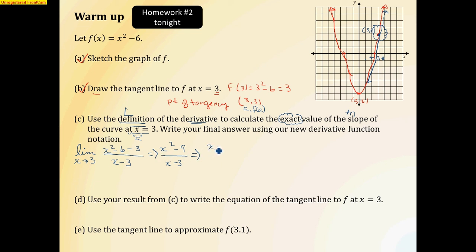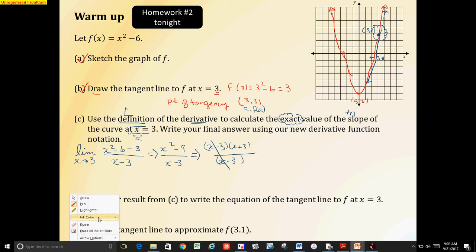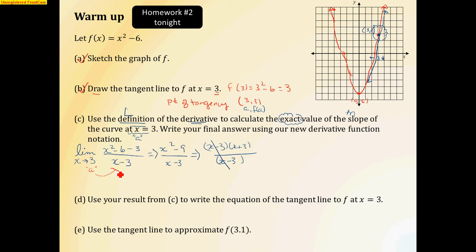Factor. Shocker, my bad x minus 3 goes away. This is the limit as x approaches a, so when I've done canceling out, I can't put a here, can't put a here, can't put a here, but I can now put a here. And I get 3 plus 3, which is 6.